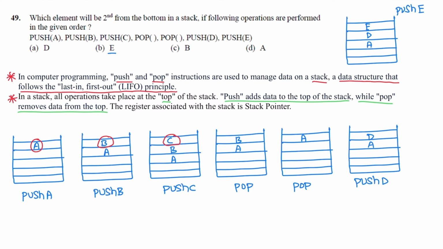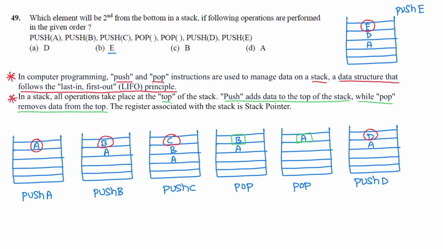And then pop operation, the element on the top of the stack is removed, C will be eliminated. Now B will be on the top. Again pop operation, A will be on the top. Next push D operation, so D will be on the top of the stack. Push E operation, E will be on the top of the stack.